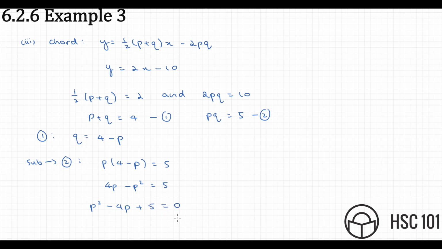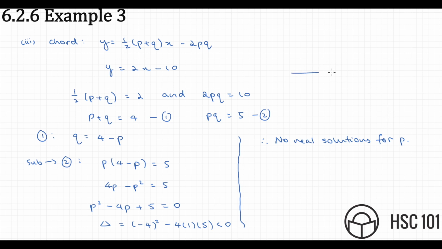Now, when I try to solve this equation, one thing to take note of is I can't actually factorize it. Secondly, if I try to use the quadratic formula, I'm going to get b squared minus 4ac, which is (minus 4) squared minus 4 times 1 times 5. 16 minus 20 is smaller than 0. So if b squared minus 4ac, which is the discriminant, is smaller than 0, then the quadratic formula fails because this equation has no real roots. Therefore there are no real solutions for p, and as a result, there are going to be no real solutions for q as well.